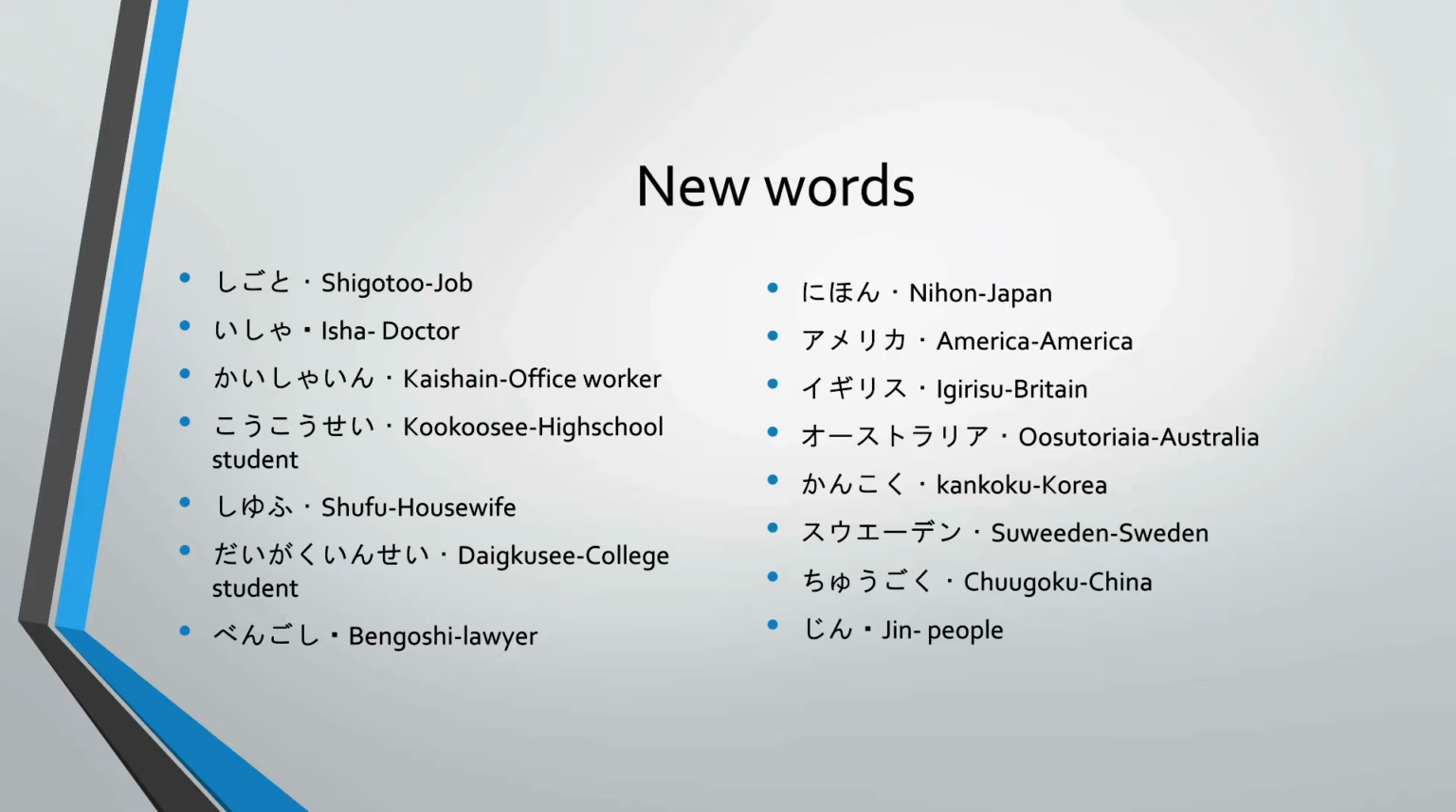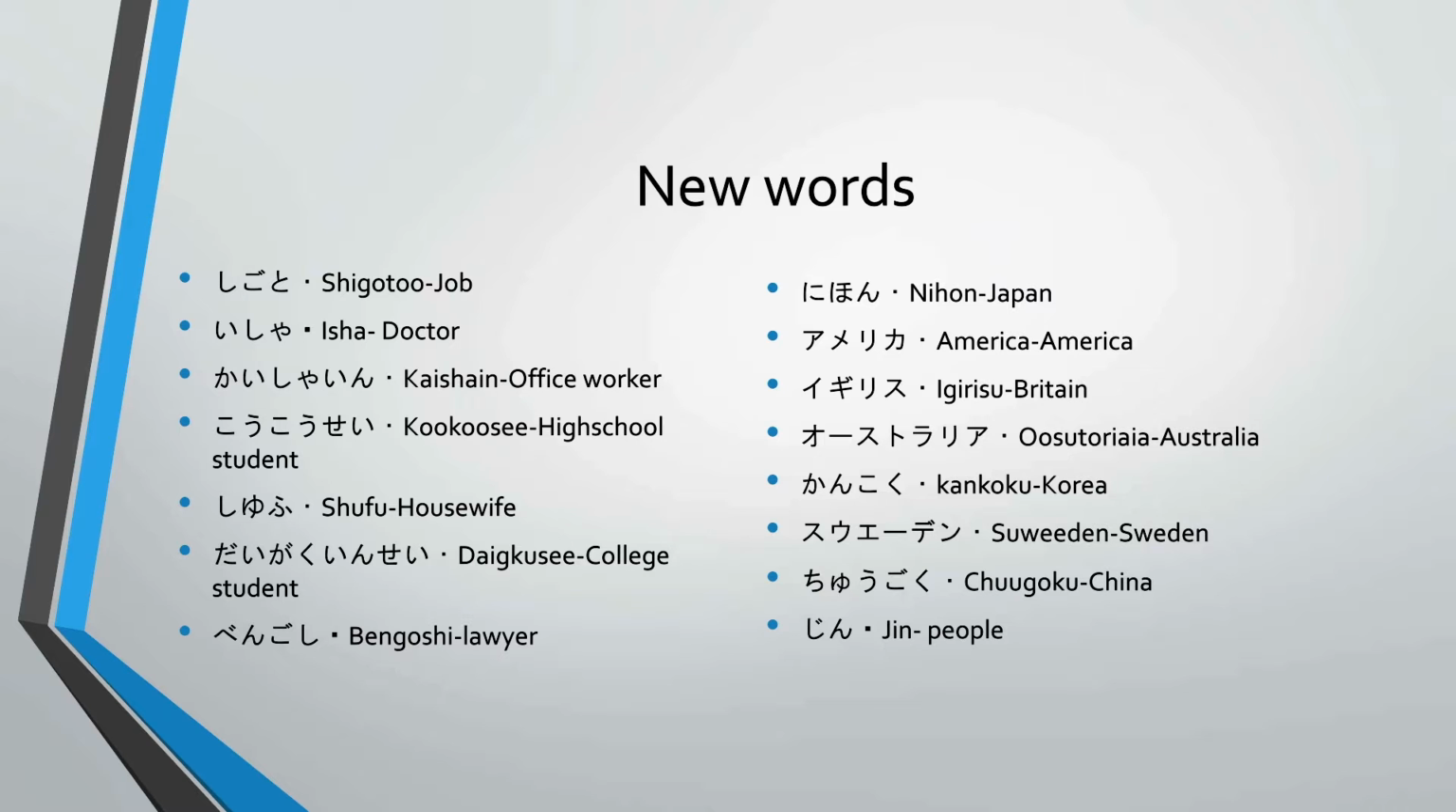On to countries. We have Nihon, which is Japan, America, which is America, Igirisu, which is Britain, Australia, which is Australia, Kankoku, which is in hiragana, is Korea, Sweden is Sweden, Chugoku is China, and jin is people, which is people of that nationality or people that are born there.